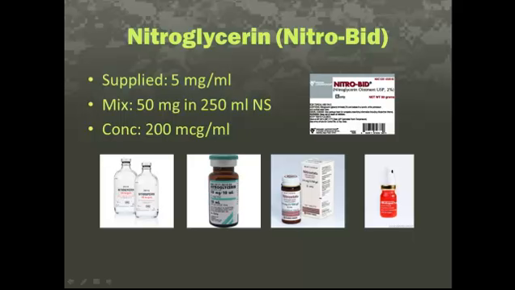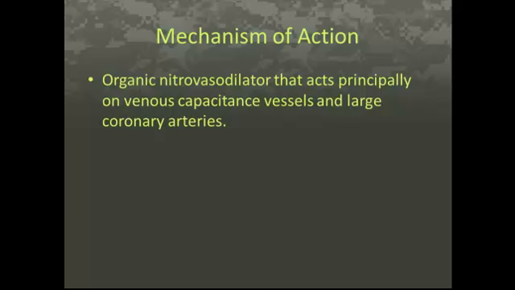Nitroglycerin, or Nitro-Bid, is supplied in 5 mg per milliliter vials. You're going to mix 50 micrograms in 250 milliliters of normal saline to have a final concentration of 200 micrograms per milliliter. The mechanism of action: nitroglycerin is an organic nitrovasodilator that acts principally on venous capacitance vessels and large coronary arteries to produce peripheral pooling of blood and decreased cardiac wall tension secondary to decreased preload.